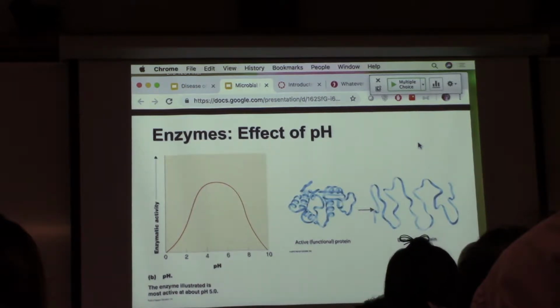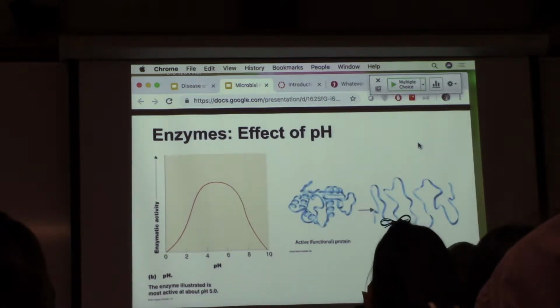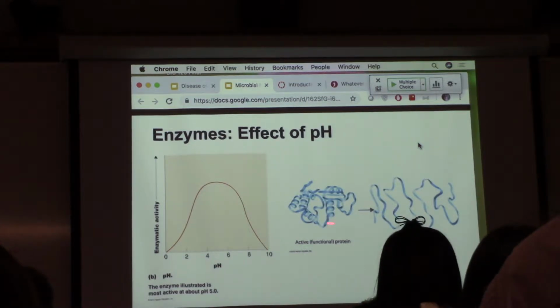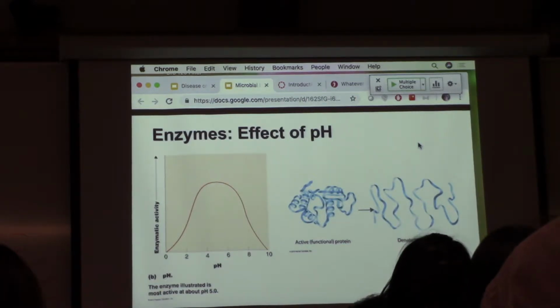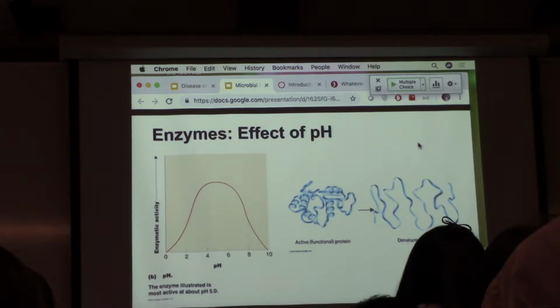When you change pH, you're changing hydrogen ion concentrations, H plus, and hydroxide ion concentrations, OH minus, right? When you have a high H plus concentration, it's going to bind to all of the negative charges on this protein and disrupt any ionic interactions, potentially any hydrogen bonding as well. And the same thing happens when the OH minus concentration is high. It's going to bind to any positively charged amino acids. And again, that's going to weaken the interactions between the protein chains and cause it to start to unfold.